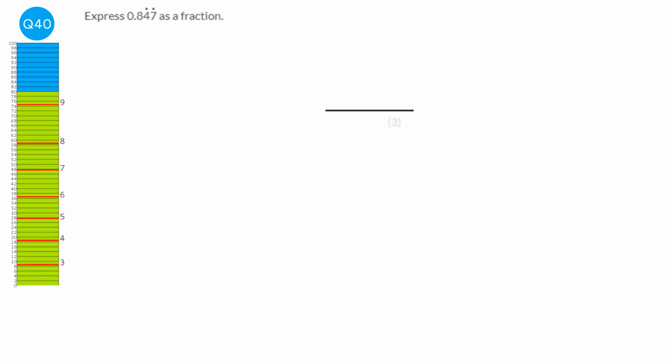I'm going to start by getting x equal to the 0.847 recurring, and I'm just going to show that with 3 dots. And we want to bring forward everything that's not part of the recurring pattern. So what I'm going to do is find out what 10x is, and that's going to be 8.4747. So what I've done is I've just got the recurring pattern after the decimal point.